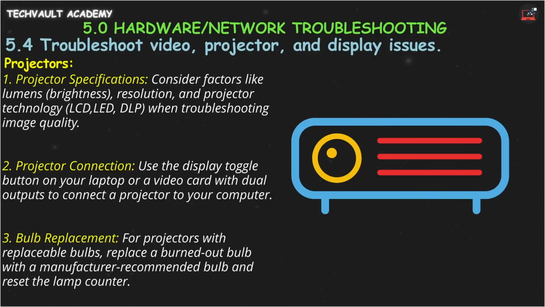2. Projector connection. Use the display toggle button on your laptop or a video card with dual outputs to connect a projector to your computer. 3. Bulb replacement. For projectors with replaceable bulbs, replace a burned out bulb with a manufacturer recommended bulb and reset the lamp counter.